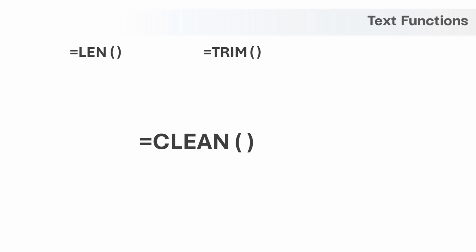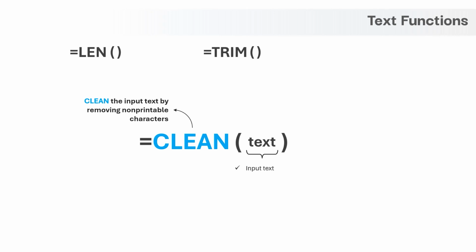The last function is CLEAN, and even this function has the same argument, that is text. This function is basically used to clean up the input text by removing non-printable characters. Obviously, the text argument takes the input text, and non-printable characters can be line breaks, new line characters, and any similar unwanted characters within the text.